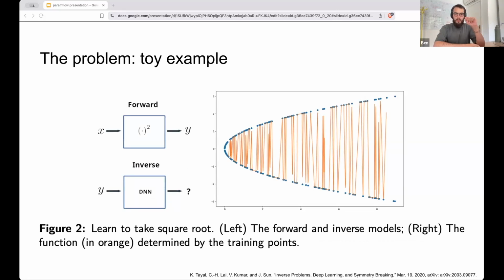And now we're trying to invert this with a neural network. So we sample a bunch of data points, these blue points here. The x-axis is our y value and our y-axis is our x value. I know that's a bit confusing, but that's because we're going backwards. So we sample these blue points and we train our neural network, and we learn something that looks like this orange function, because the network doesn't know anything about the intrinsic symmetry of this task.